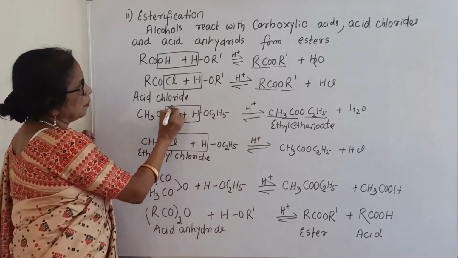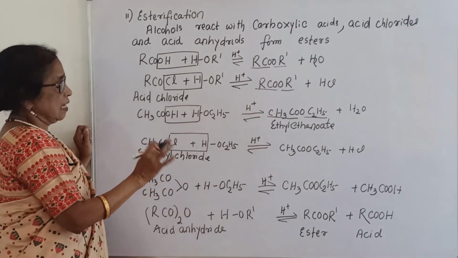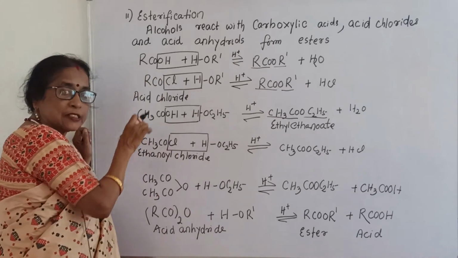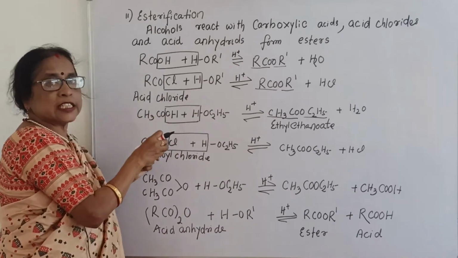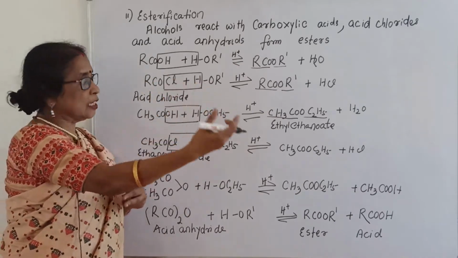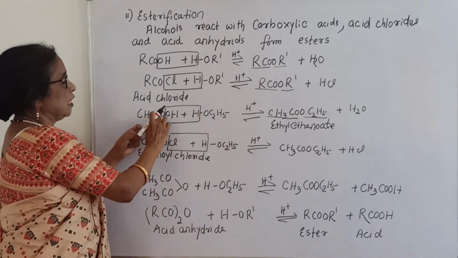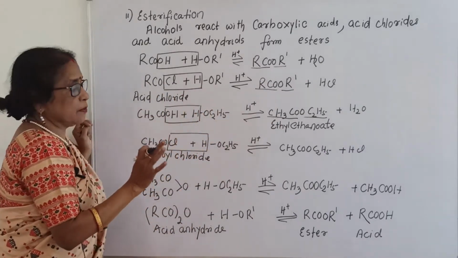And what is the byproduct here? Water. Clear? That means you put the alcohol with the acid in this way so that it is easy to show how water is produced as a byproduct. Then what is remaining? CH3COOC2H5. It is very easy now.